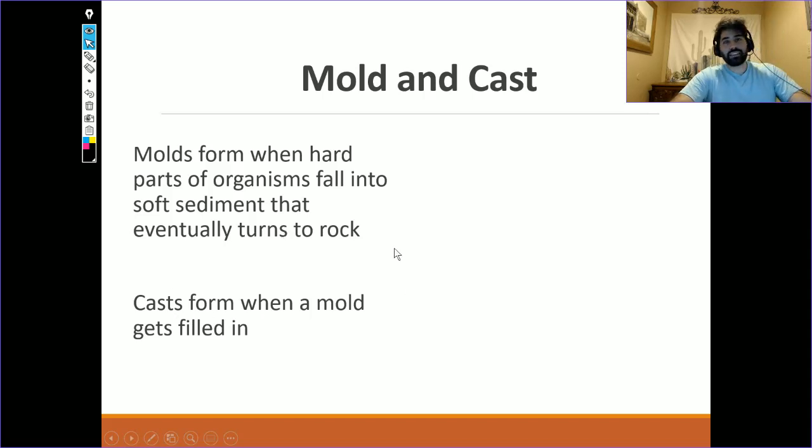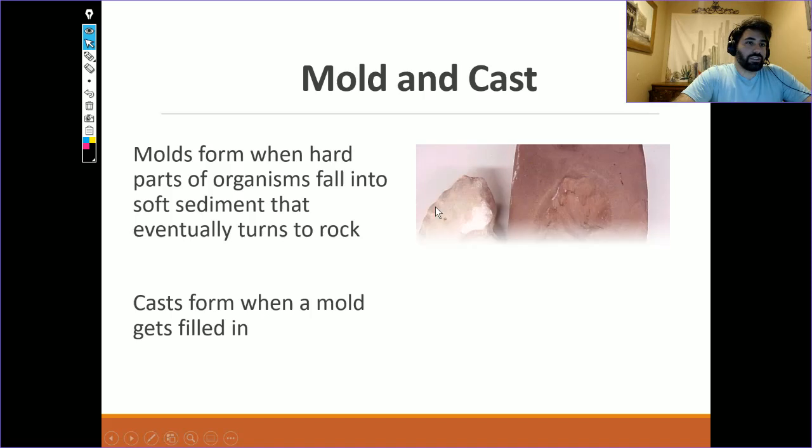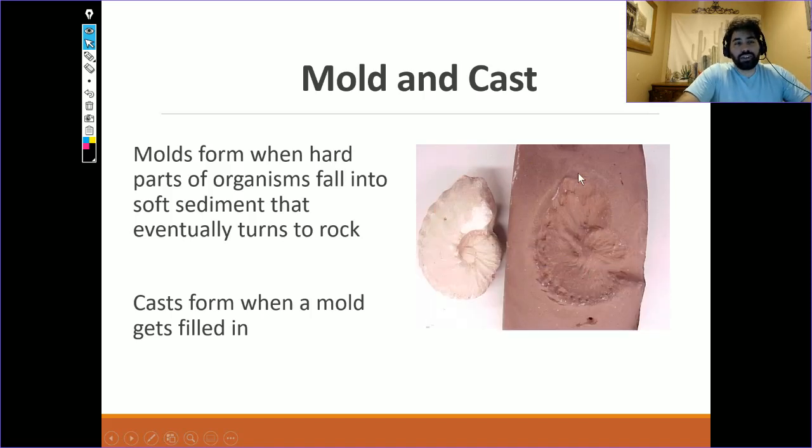And then a cast is when you have that mold and it gets filled in with material. The cast is the shape of the mold, right? So here's an example. Here's a mold of this fossil, and then this is actually a cast. This material filled in that mold and hardened in the shape of what this fossil actually was. So this would be a mold and this would be a cast of the same fossil.